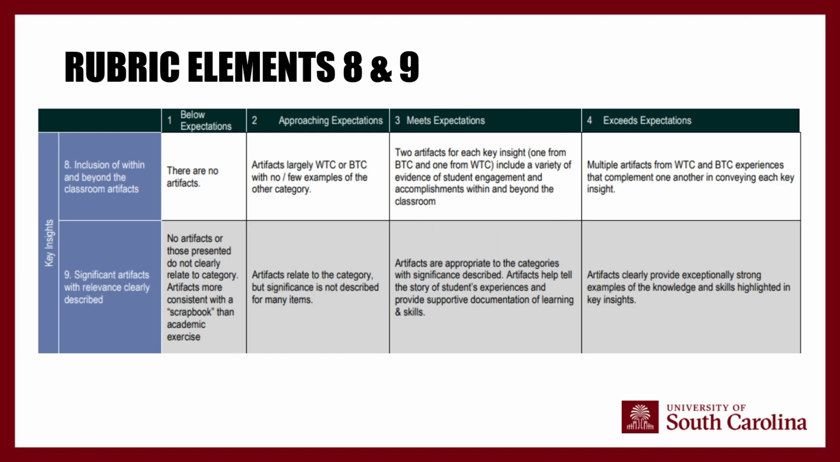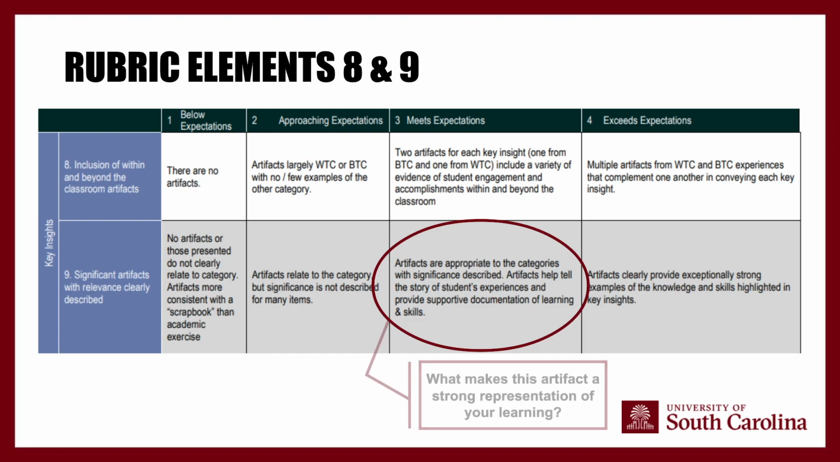Rubric Element 9 says, artifacts are appropriate to the categories with significance described. Artifacts help tell the story of students' experiences and provide supportive documentation of learning and skills. This element focuses more on selling your artifact as a significant demonstration of your learning within and beyond the classroom. Think about what makes this artifact a strong representation of what you're saying in the essay. How does it relate to other experiences?